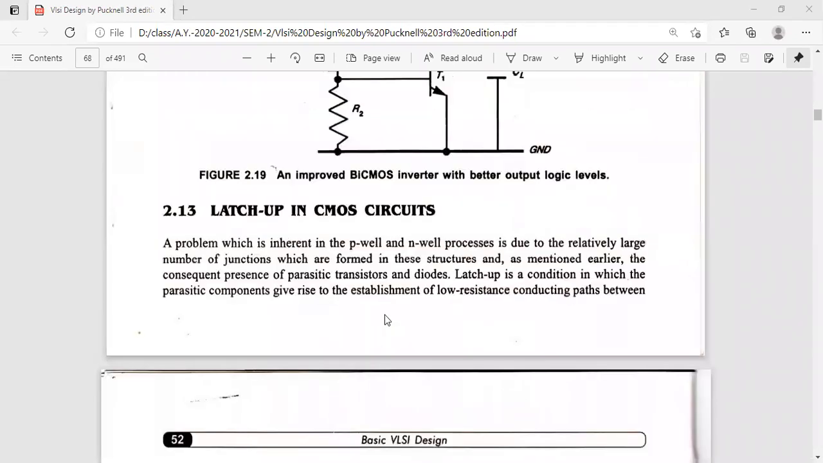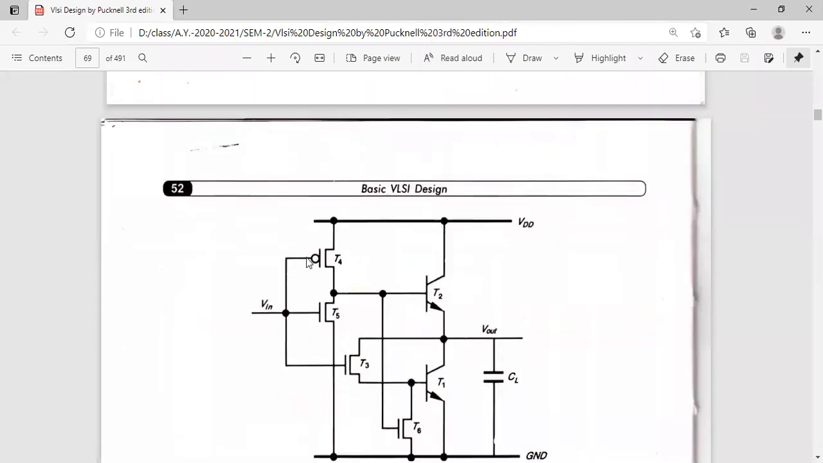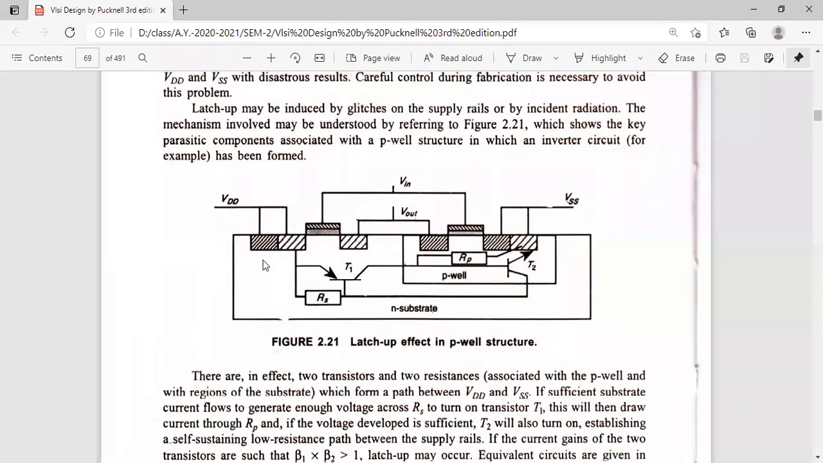We have seen the different types of inverters. Now we have this topic in our syllabus, latch up in CMOS circuits, the latch up problem. What is this latch up problem? Just now we have seen that in a single NMOS transistor, we have around 6 capacitances and 2 diodes. In a similar fashion, when CMOS circuits are formed, knowingly or unknowingly, some other types of devices will also be formed there.